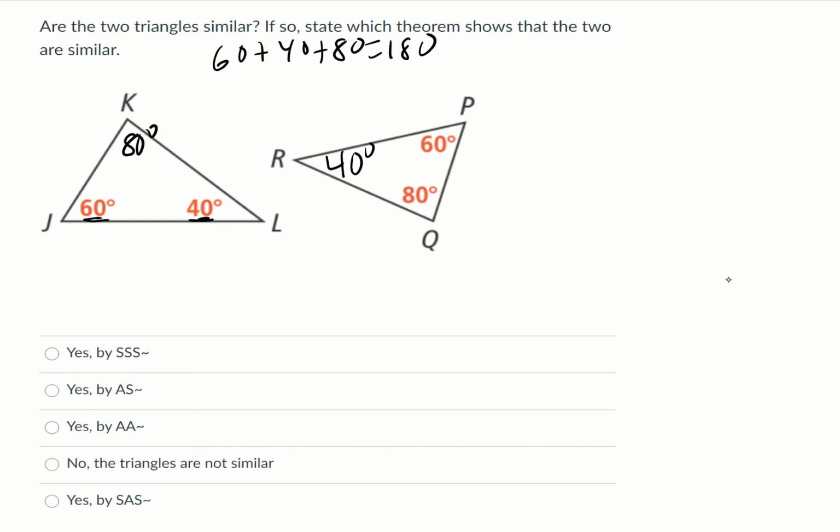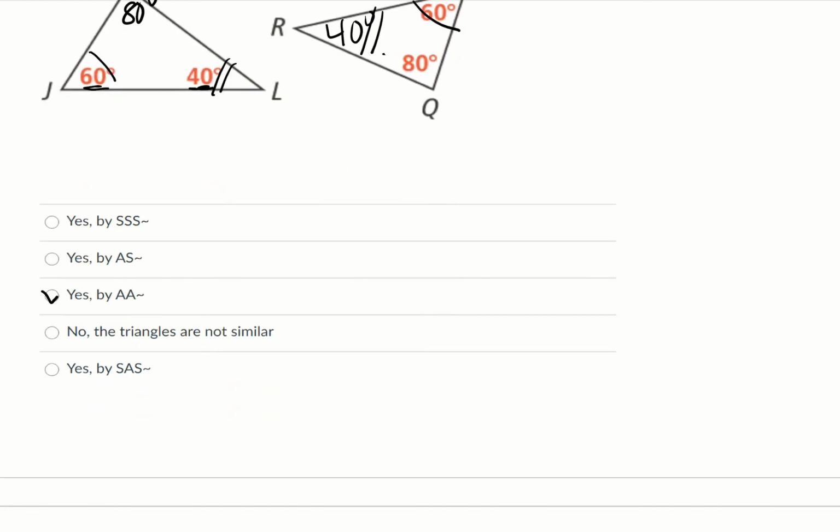And we can clearly see that we have 2 angles that are congruent. One here, this and this. And of course we have 3, but we only need 2 to be able to determine if they're similar. So we clearly have 2 angles congruent, so we can say that these 2 triangles are similar by angle-angle.